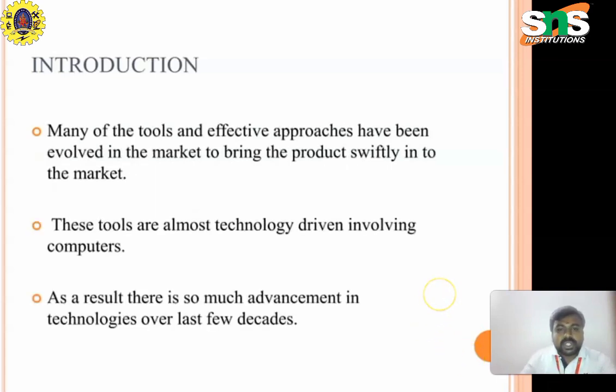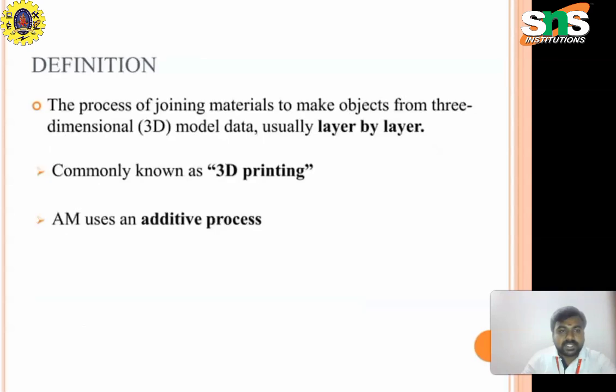So many tools and effective approaches have evolved to bring products swiftly into the market. These tools are almost all technology driven, involving computers. As a result, there has been so much achievement in technologies over the last few decades.